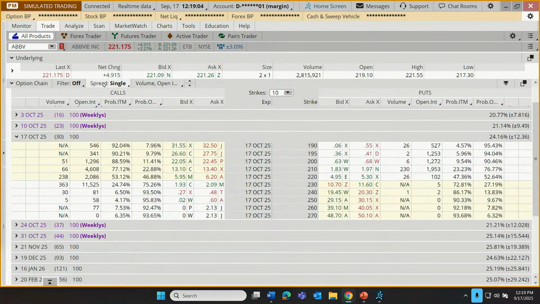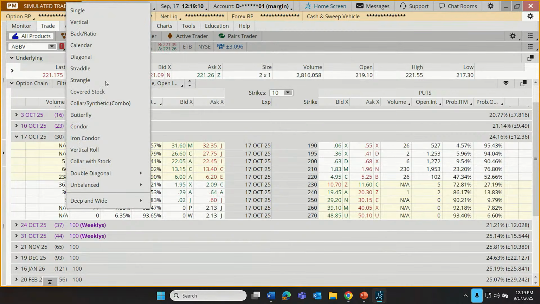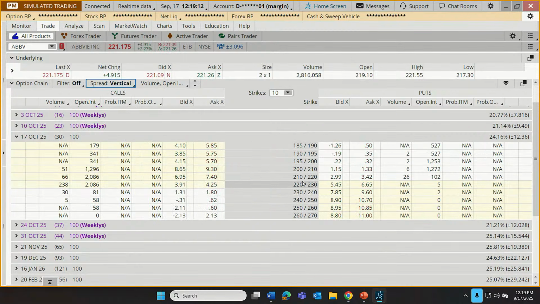If I were to go up here to our spread where it says single, let's just pair these two together for just a moment. Let's change that to a vertical. So now we can see the 200 has been paired up with the 210. And if we look at the net cost of this vertical spread that we're considering, somewhere between 8.65 and 9.55, split the difference, it's about a $9 trade.